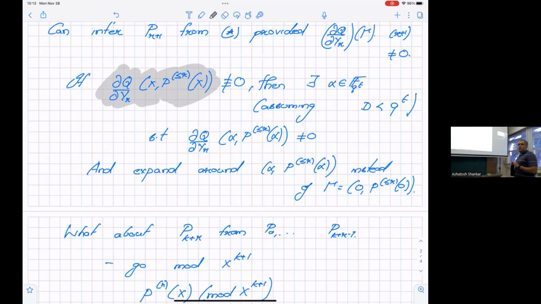Oh, your point is that it could be bad for everything. It could be bad for everything because the choice of the degree D, the setting of parameters, is not smaller than Q. Okay. So D might be Q squared.